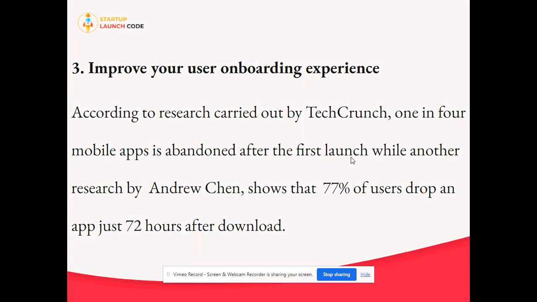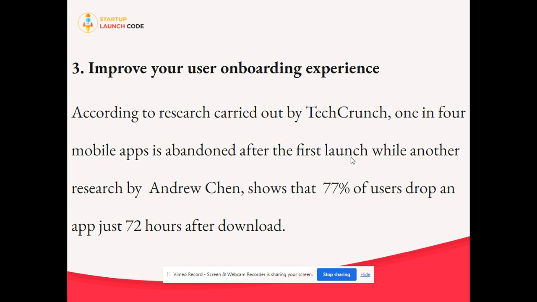So another way you can improve your product adoption is to improve your user onboarding experience. Now, according to research carried out by TechCrunch, 1 in 4 mobile apps is abandoned after the first launch, while another research by Andrew Chen shows that 77% of users drop an app just 72 hours after download. So it simply means, and this is tied to, a very poor onboarding experience.